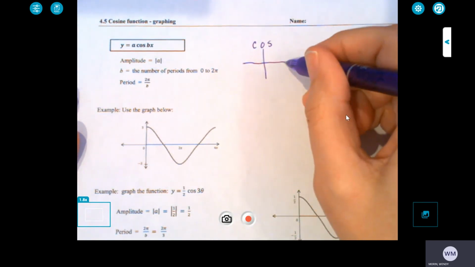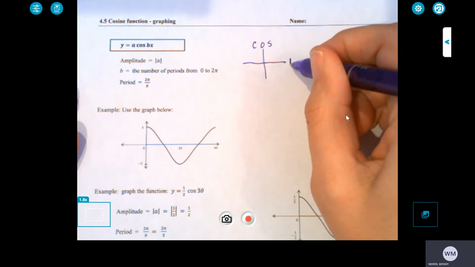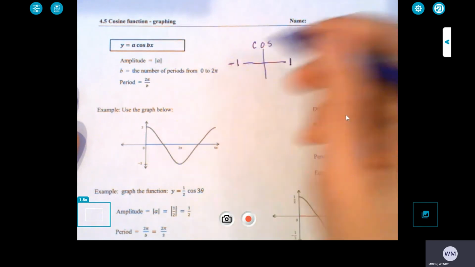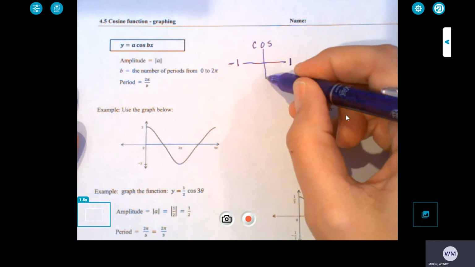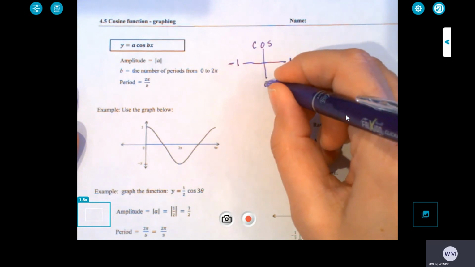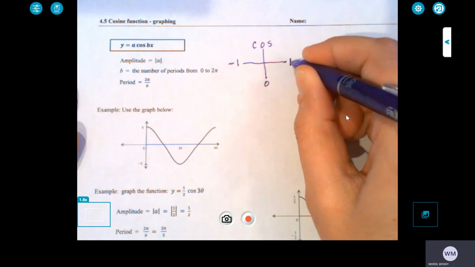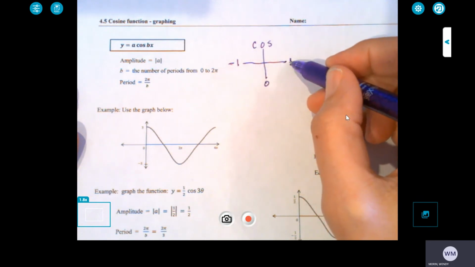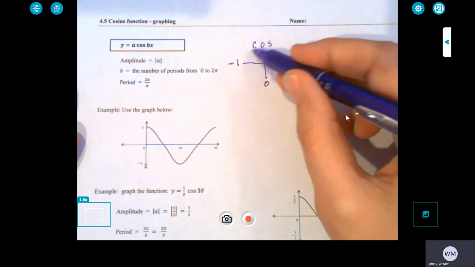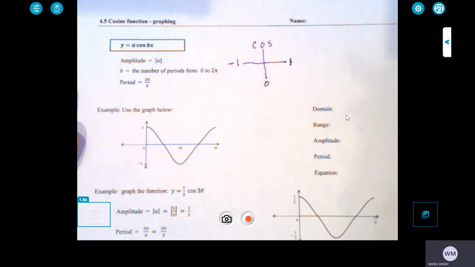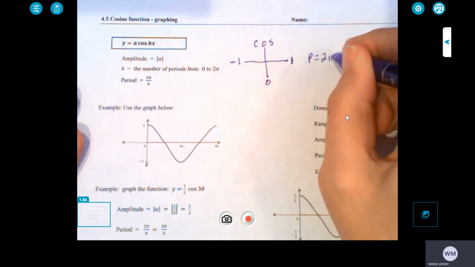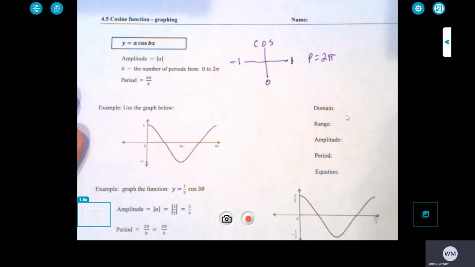So at 0 degrees or 0 radians, the value of cosine is 1, and then at pi over 2 it's 0, at pi it's -1, at 3 pi over 2 it's back to 0 again, and then at 2 pi it's back to 1. So it still takes 2 pi to complete one cycle for these cosine values to start repeating themselves. So the period, the standard period for cosine, is 2 pi, just like sine. Okay?